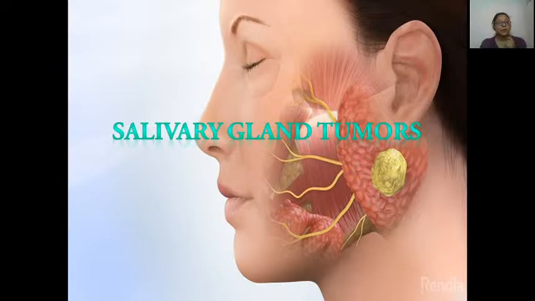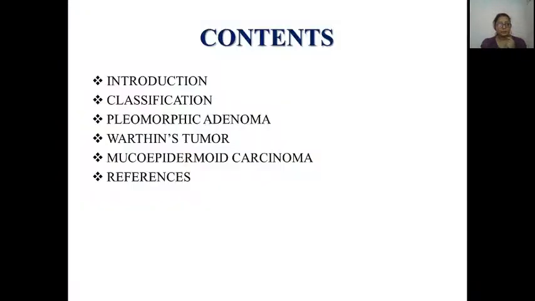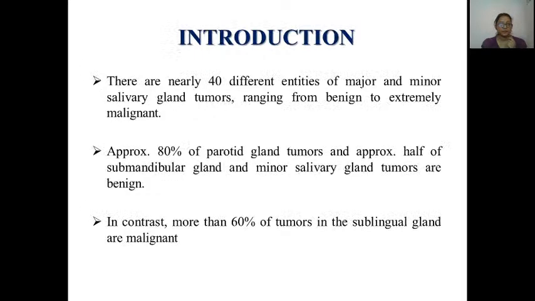Now, this was all about the salivary gland disorders. Now we come to the salivary gland tumors. These are my contents. The introduction. There are nearly 40 different entities of major and minor salivary gland tumors, ranging from benign to extremely malignant.